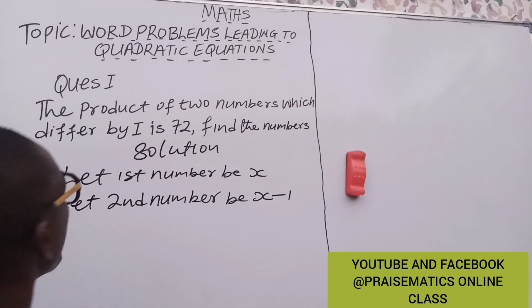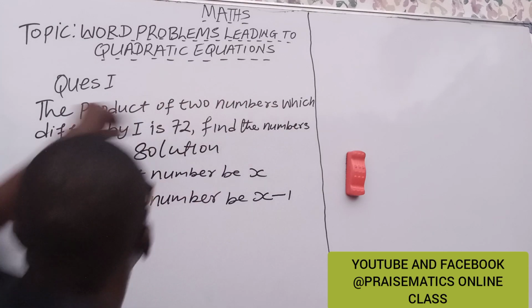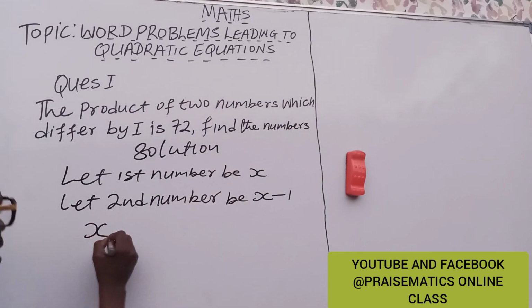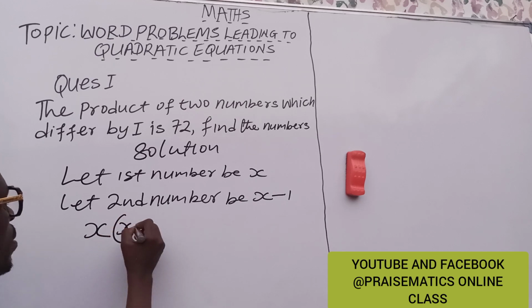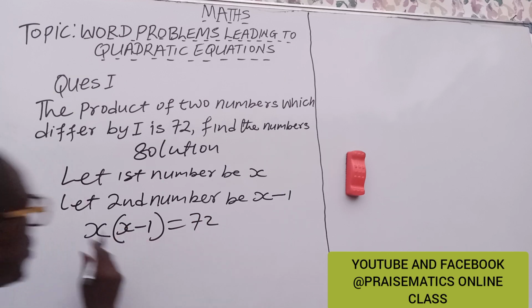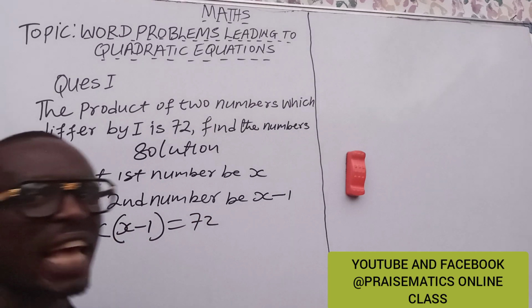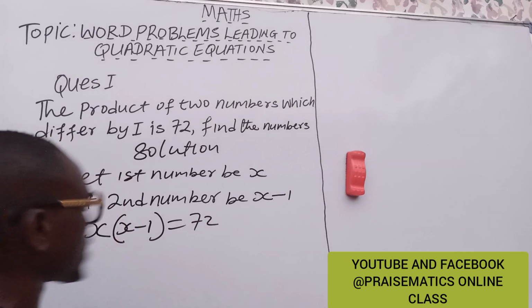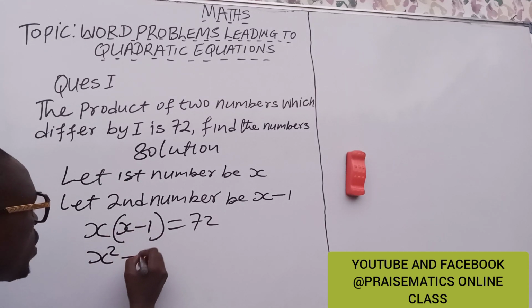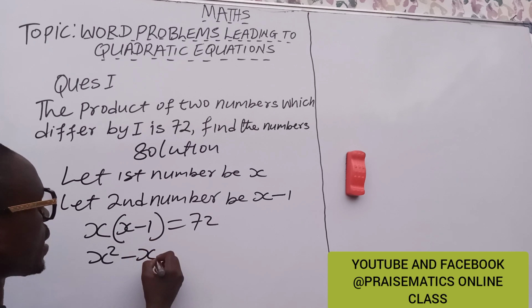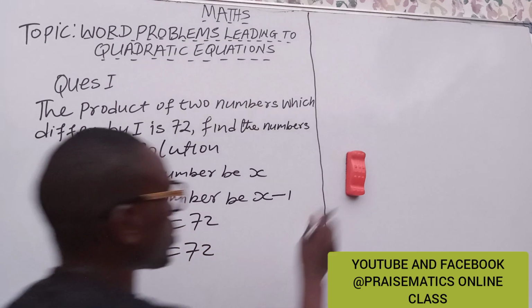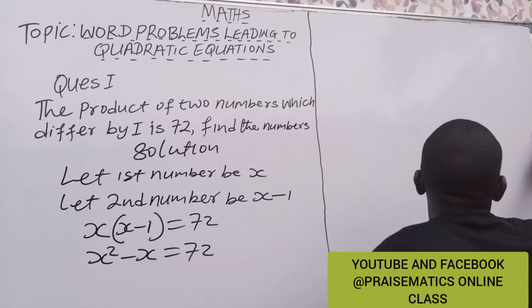Now the question says the product of the two numbers which differ by 1 is 72. That means the product X into X minus 1 is equal to 72. How do we do this? Expand the left hand side. X times X gives x squared, and X times minus 1 gives minus X. This is equal to 72.